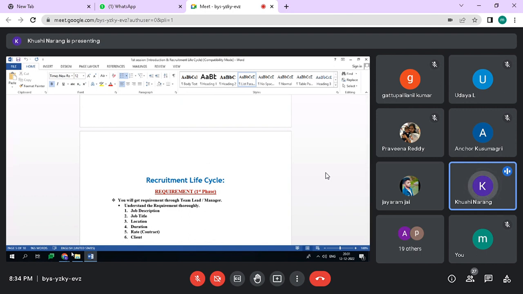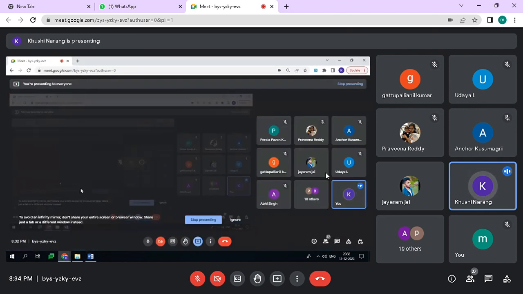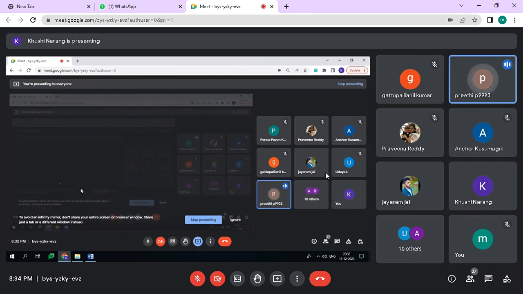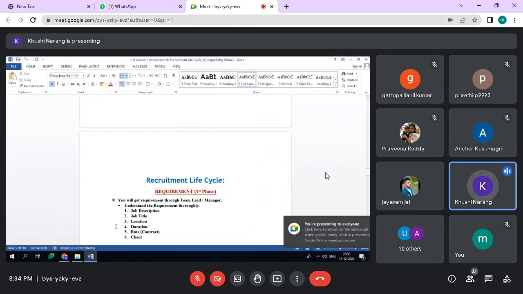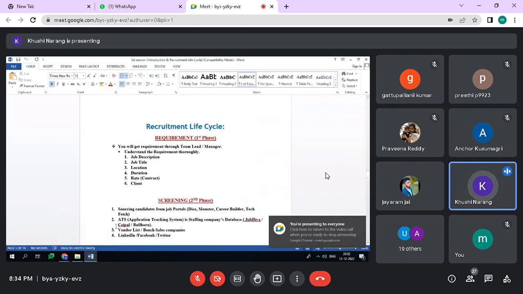And can anybody please tell me, after learning about the requirement, what is the second step? We have to search on the different job portals. Correct. Very nice, Preeti. The next step is to find the candidates on job portals, right? So sourcing is the second phase. Sourcing the candidate from job portals like Dice, Monster, Career Builder, TechFetch. These are the job portals on which you will be able to find candidates.